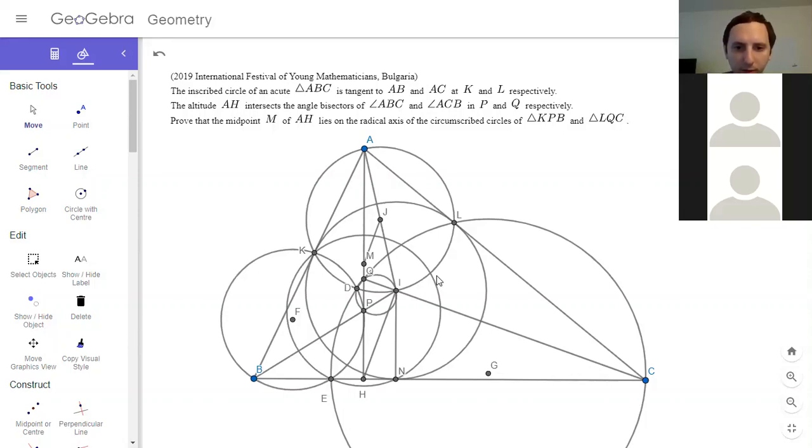Let's see. Is there any way to calculate angle MNB? Let me think. Angle MNB. I feel like that's key. So MN passes through the X center.